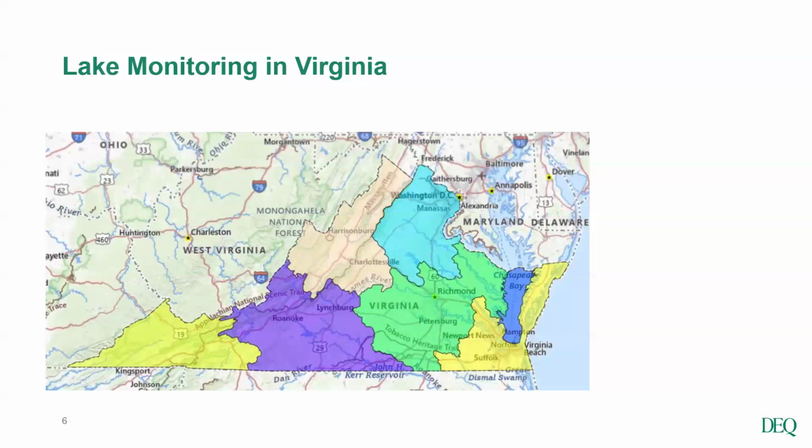So Scott and I work in the Blue Ridge Regional Office, or sort of this purple polygon in the middle of the state there. And we're the region with the largest and the deepest lakes monitored by DEQ in Virginia. And in this monumental lake monitoring workload, we found an opportunity to pilot modernizing our data collection method using Survey 123.